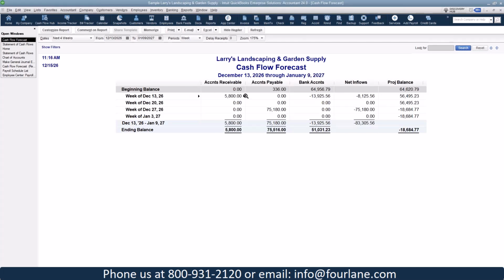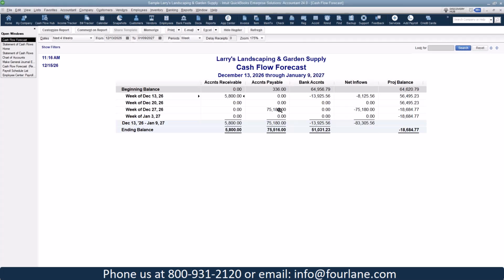Now QuickBooks is going to base these things off of the due date. So if your customers always pay on or around the due date, then this should be pretty accurate for you. However, if your customers tend to be 10, 15, 20 days late, right? Some of these numbers aren't going to line up where you're actually going to get that cash, okay? But this is QuickBooks guessing based on the due date that you've put on those invoices for customers and those vendor bills.